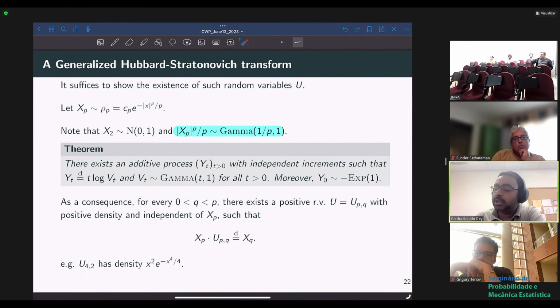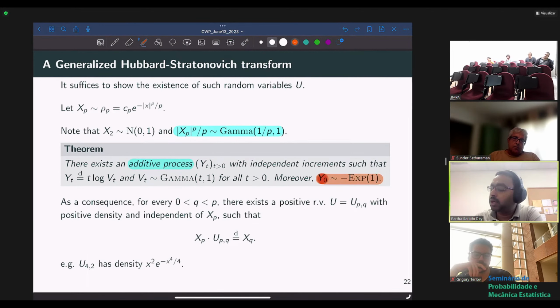is that there exists an additive process. Additive process means increments are independent, such that, first of all, y0 has a distribution given by minus of exponential, and yt has a distribution given by t times log of gamma t. So in particular, if we look at e to the power yt, it will have this kind of rho p distribution.